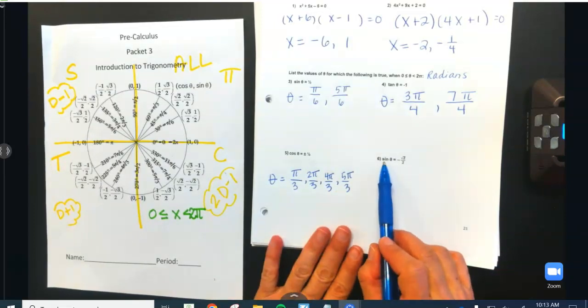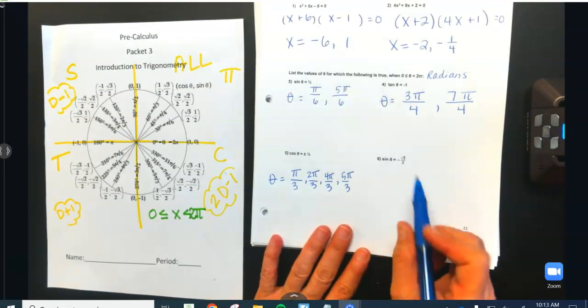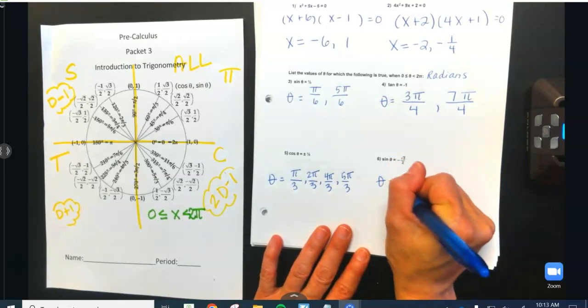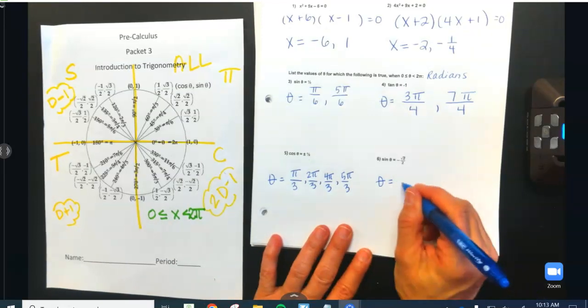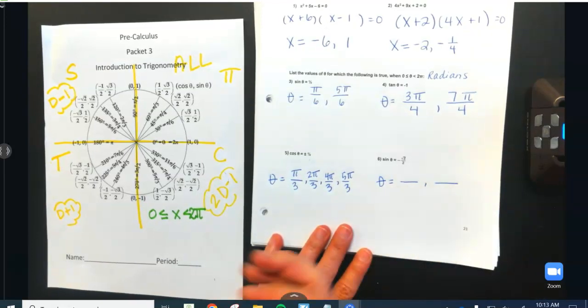Now we want to know the radians where sine is a negative root 2 over 2. How many answers are there going to be for a negative root 2 over 2? There's 2 of them. Y'all, what is the denominator?